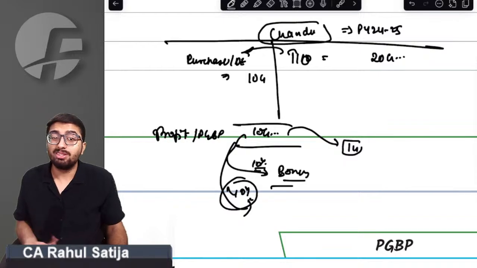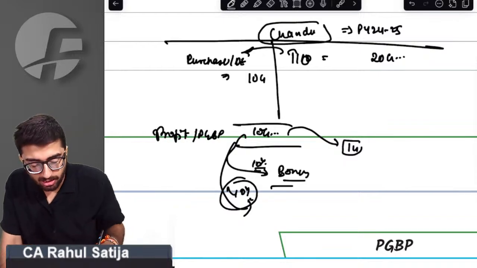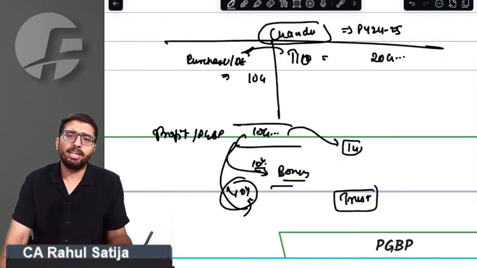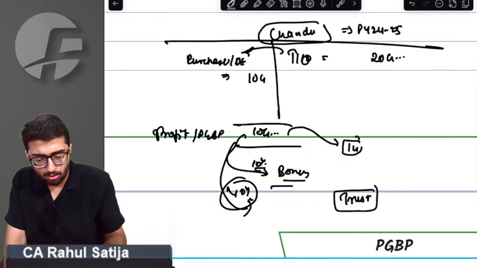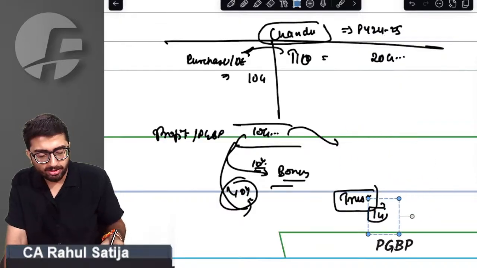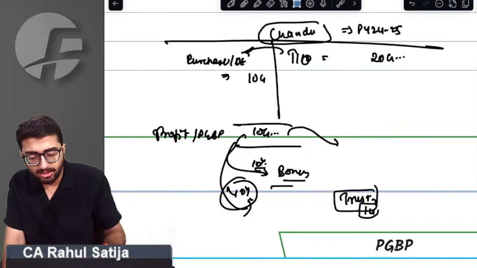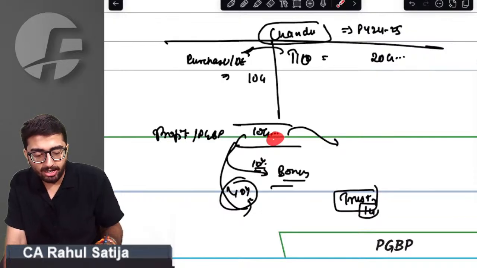So what options did Chandu have? Chandu created a trust and kept this 1 crore rupees as deposit with the trust, so that whenever the dispute between Chandu and employees is settled, this 1 crore shall be given by the trust.